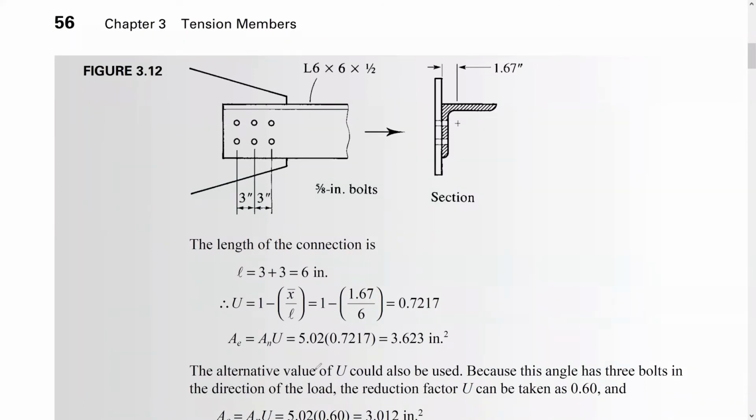If you look here, we do have an equal-leg angle, 6 by 6 by 1/2, meaning 6 inch by 6 inch by 1/2 inch as the thickness. It is connected to a gusset plate with 2 lines of bolting, and the diameter of the bolts is 5/8 inch, and here is the spacing. Okay, and here is the load direction. So this is the tension member here.